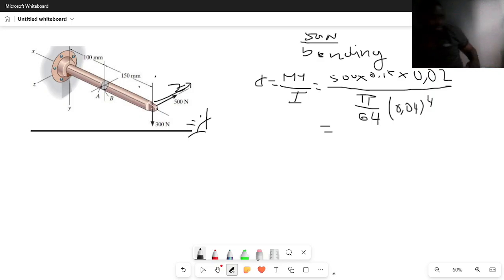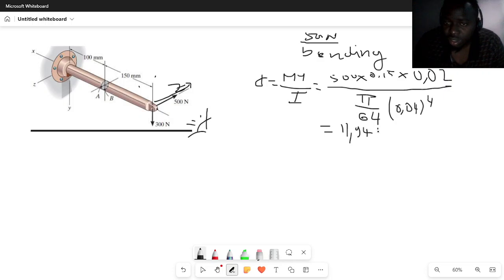It's 11.9366 MPa, 11.94 megapascal. Okay. Now we all agree with this bending.